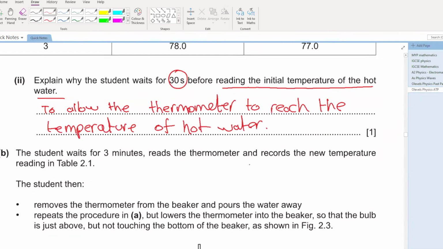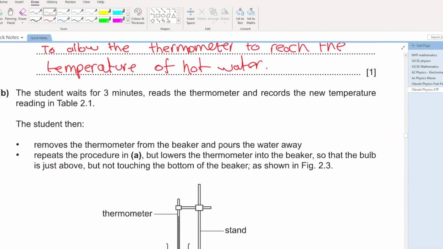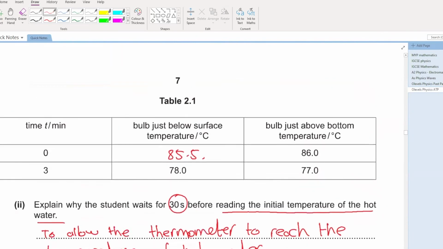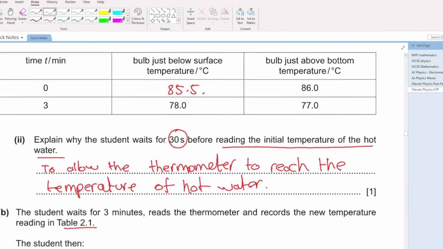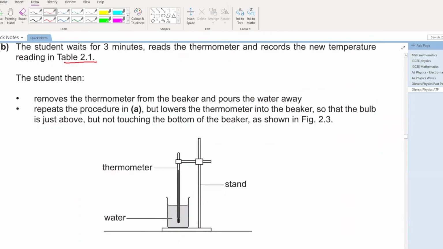Let's move ahead. The student waits for 3 minutes. The student waits for a further 3 minutes, reads the thermometer and records the new temperature reading in table 2.1. The readings in the second row are after 3 minutes. The student then removes the thermometer from the beaker and pours the water away.